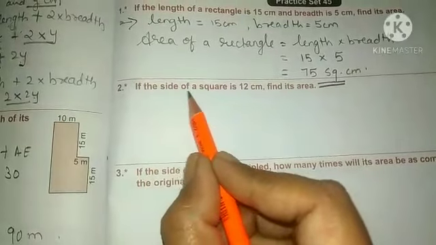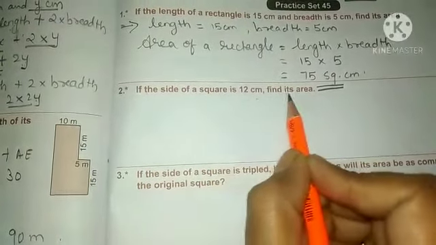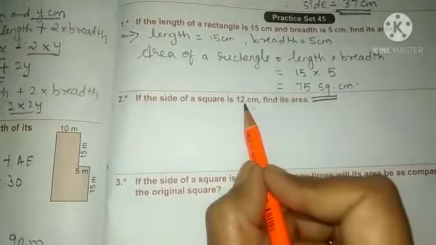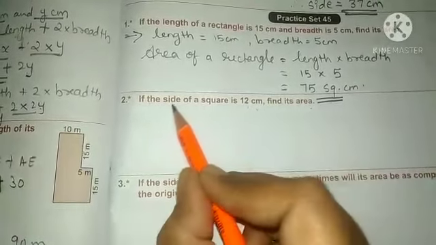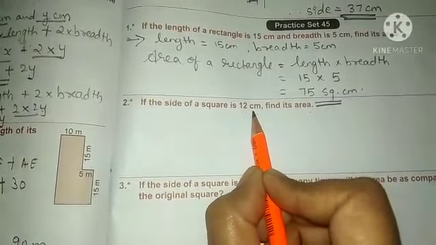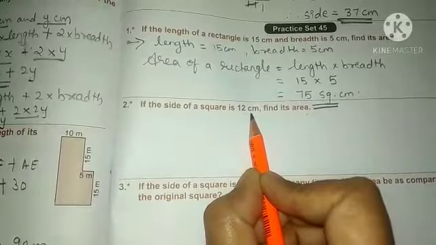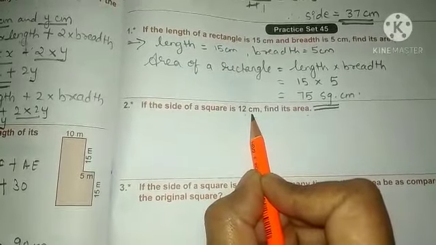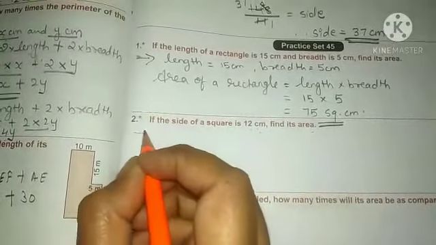Second one: if the side of a square is 12 centimeter, find its area. Now here what is given? The side of a square is given, that is 12 centimeter. What do we have to find out? We have to find out the area of a square. So how are you going to find out?